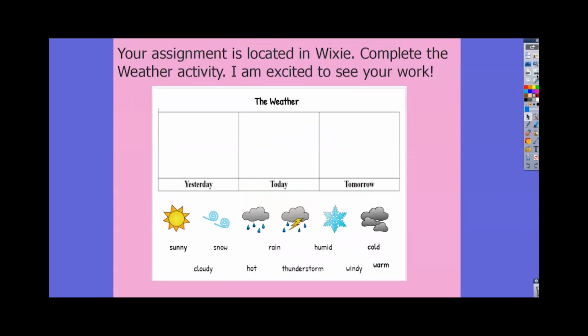The next thing in your packet is your assignment. You can either do it in your packet, or if you have a computer and want to do it on the computer, you have a Wixie assignment. Either way, you're going to be doing the same kind of work. If you're doing Wixie, you're going to be using these pictures and words to describe what the weather was like yesterday, what the weather is like today, and what you predict the weather will be like tomorrow. You can also do this in your packet. Remember, if you don't have a packet, you can just do it on a piece of paper.